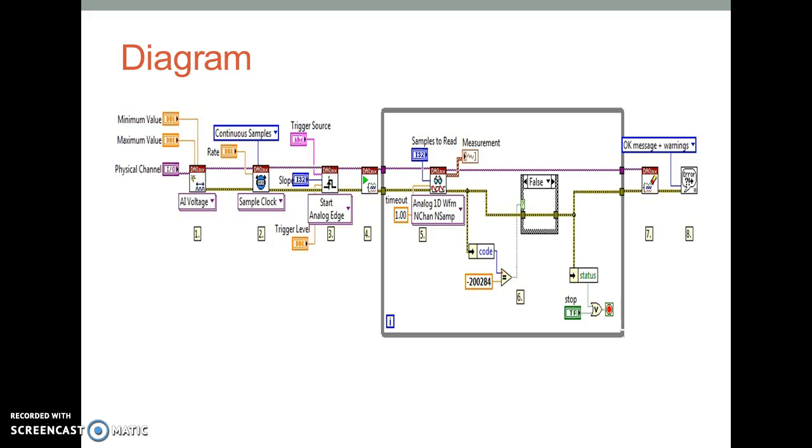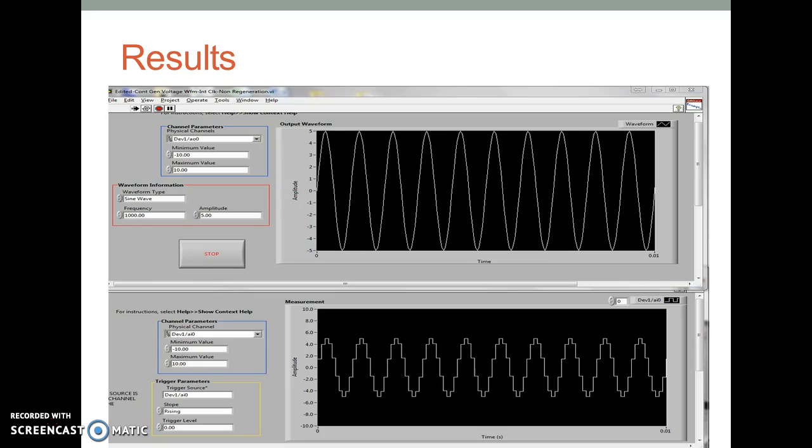This is the diagram of the reader program, and as we can see in that while loop, we have the analog 1D waveform N-channel N-sample, and on the top part to the right, it says measurement. In the properties of that option, I'm able to modify it and quantize that signal. And these are the results that I came up with.